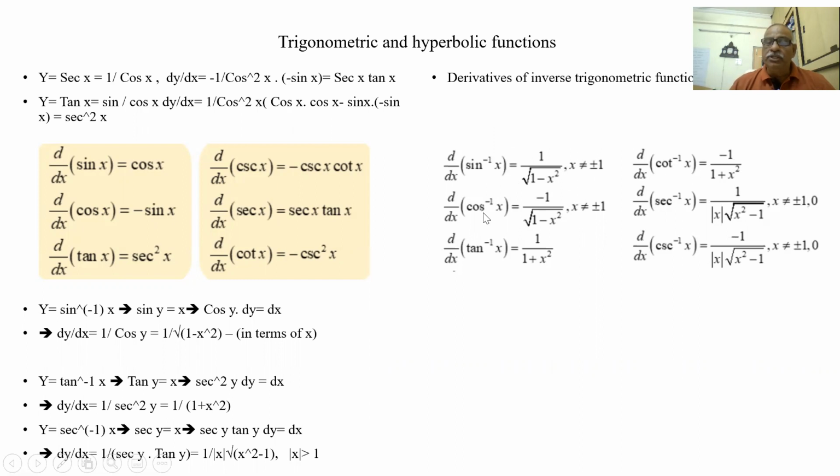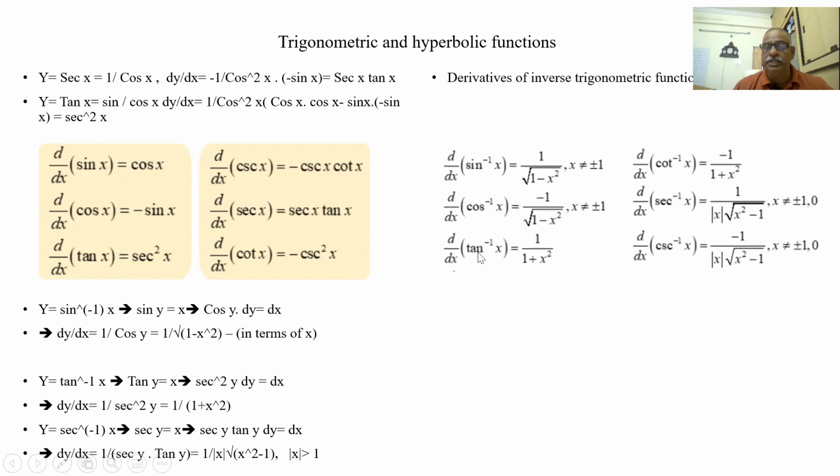Similarly, derivative of cos inverse x is minus 1 by square root of 1 minus x square. So we have seen here the earlier formula: derivative of cos inverse x is 1 by derivative of cos x. Derivative of cos x is minus sin x. So minus 1 by sin x, which is root of 1 minus x square. Okay. So this is cos inverse x. Now tan inverse x is 1 by 1 plus x square, because it is 1 by the derivative of tan x.